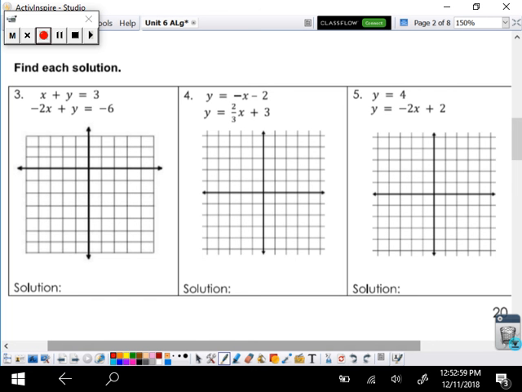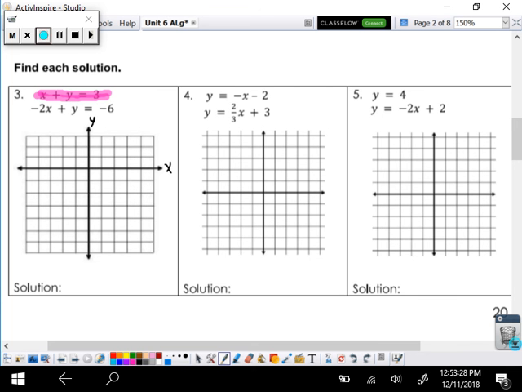Okay. The next three is to find each solution. So here we have some graphs. We have two equations of lines. We are going to have to graph each of these lines and then figure out our solution. So we have our y-axis here and our x-axis. We're going to graph these. I'm going to graph this first one in a hot pink color.